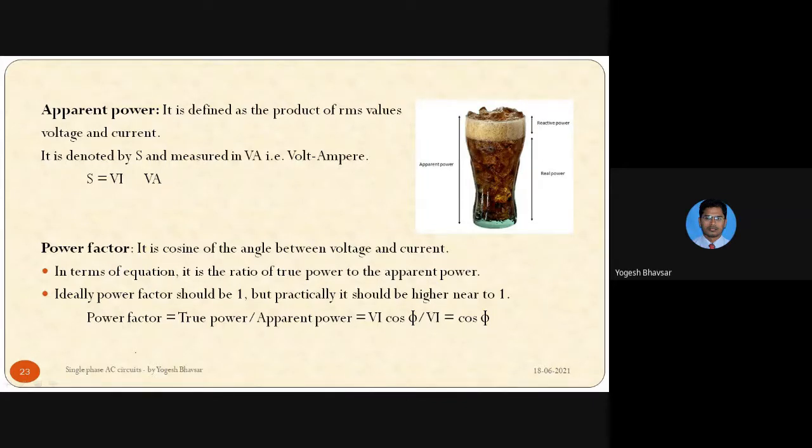Third is the apparent power. It is simply defined as the product of RMS value of voltage and current. This is the total power we can say. This is vector addition of active and reactive power, denoted by capital S and measured in volt ampere, VA. If it is in high rating, then kilovolt ampere.